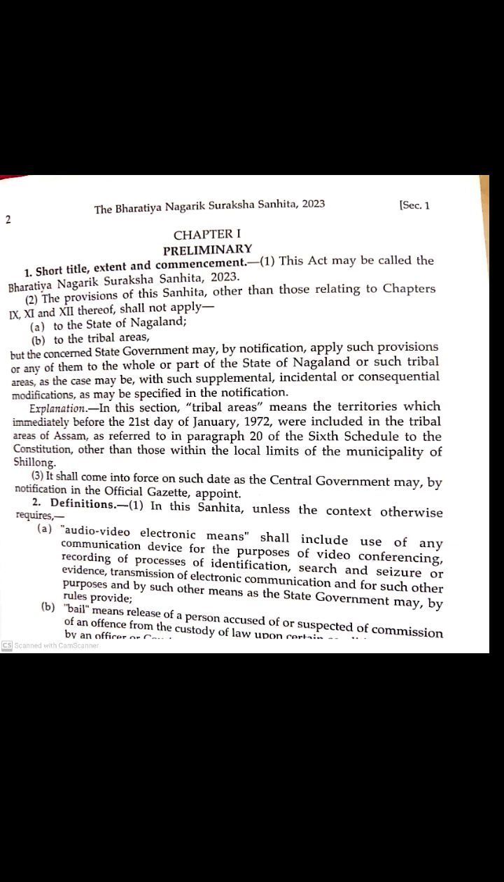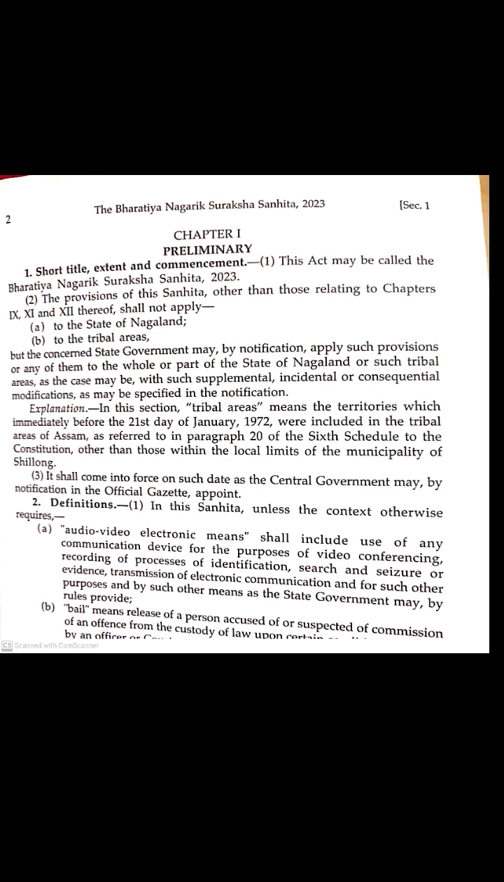Let's break this into parts. A. This Act. An Act is like a set of rules made by the government. These rules must be followed by people. B. May be called. This means the name of these rules is given here. C. Bharatiya Nagarik Suraksha Sanhita 2023.